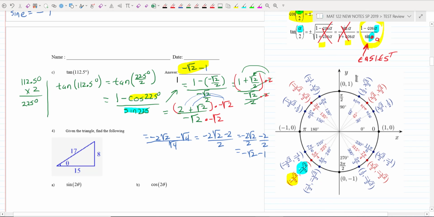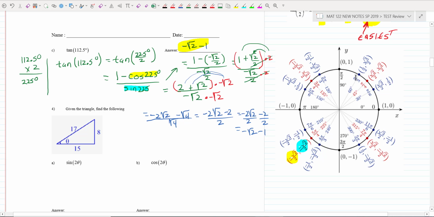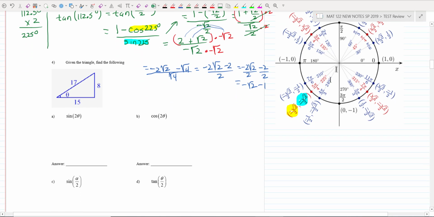Okay, so let's move to this next part. And so this one is more work on the half angle and double angle identities, but now you're given a triangle. So it's kind of your SOHCAHTOA stuff here. So you just want to remember the SOHCAHTOA on the right triangle.